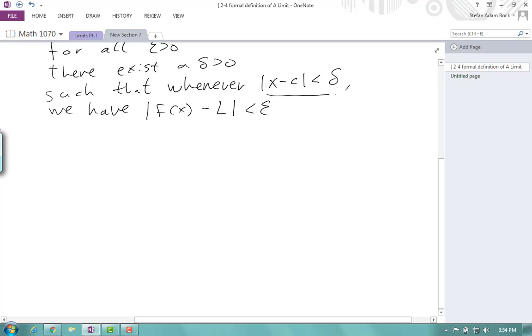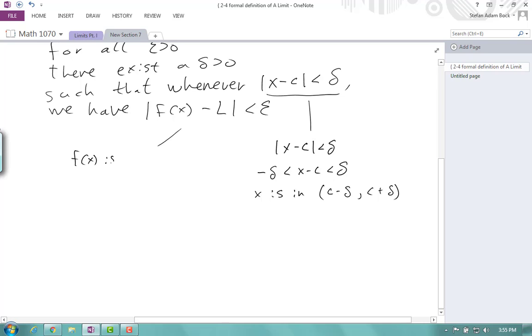Now I've mentioned it before, but what we really have going on here is that |x minus c| describes an interval. If |x minus c| is less than delta, that's the same thing as saying that minus delta is less than x minus c, which is less than delta, or x is in the interval of c minus delta up to c plus delta. And similarly for f of x minus L, this says that my f of x is in L minus epsilon up to L plus epsilon.